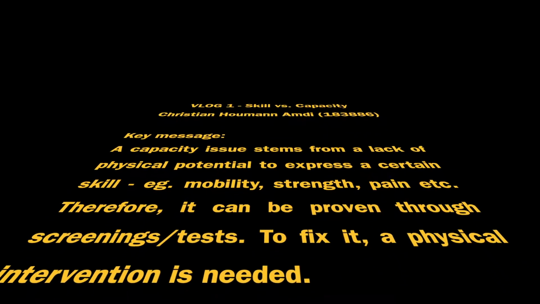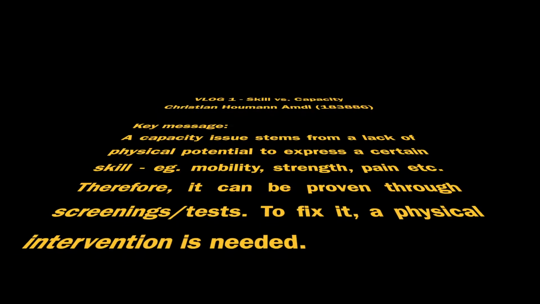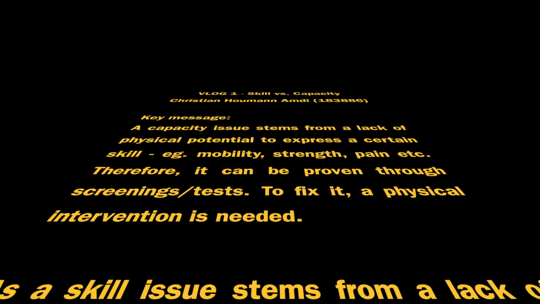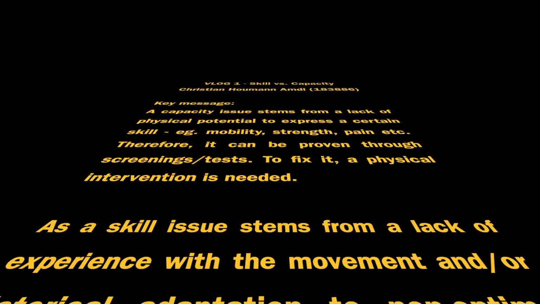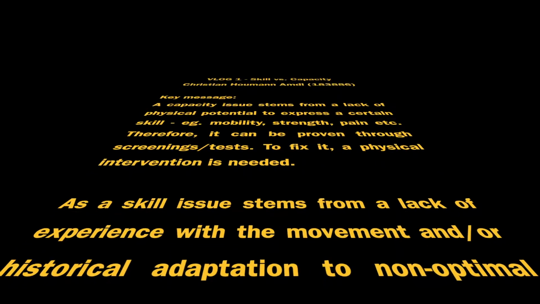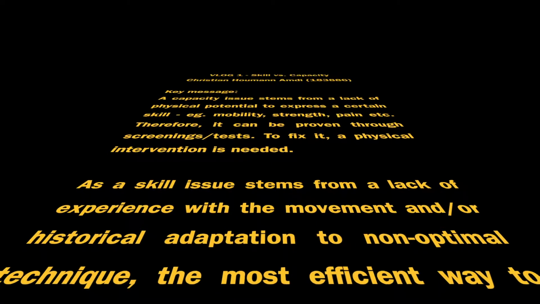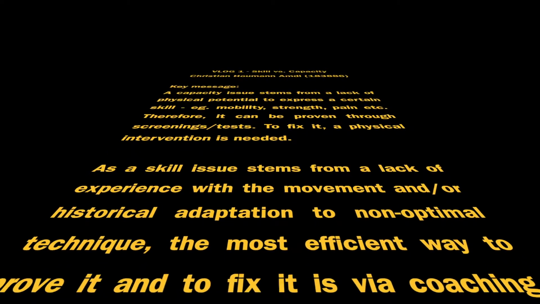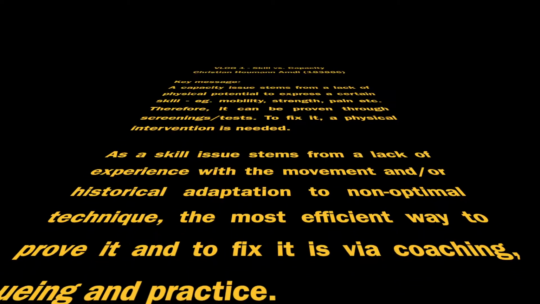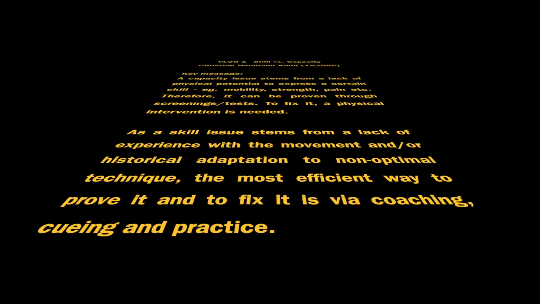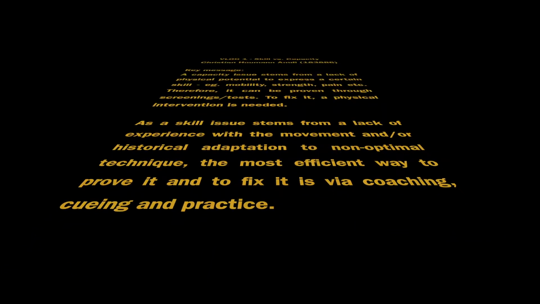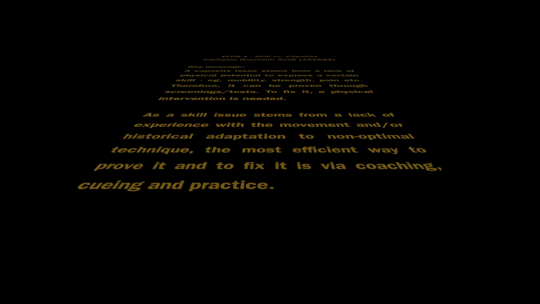However, in order to show that something is a skill issue, you cannot do that simply by screening for capacity issues and ruling them out one at a time, as there are so many specific capacity issues. So the only true way, or the most efficient way, to show that something is a skill issue is to fix the problems via coaching, cueing, or practicing.